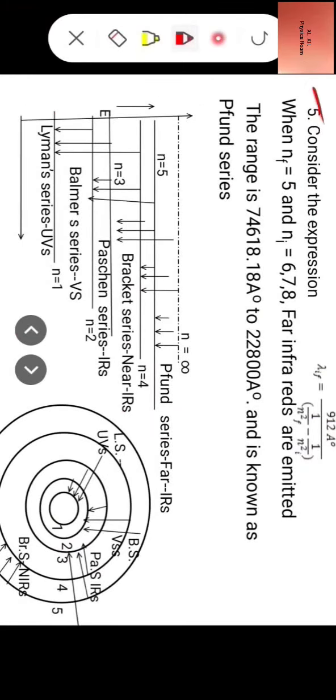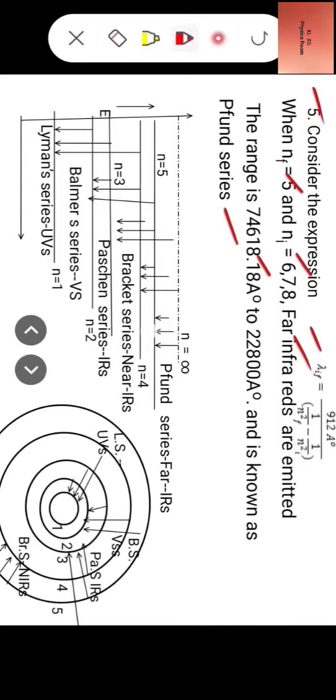Now the fifth case. Consider the expression lambda is equal to 912 divided by 1 by nf square minus 1 by ni square angstroms again. Now when nf is equal to 5 and ni is equal to 6, 7, 8, 9, and so on up to infinity, far infrareds are emitted. The range is 74,618.18 angstrom to 22,800 angstrom and is known as the Pfund series.